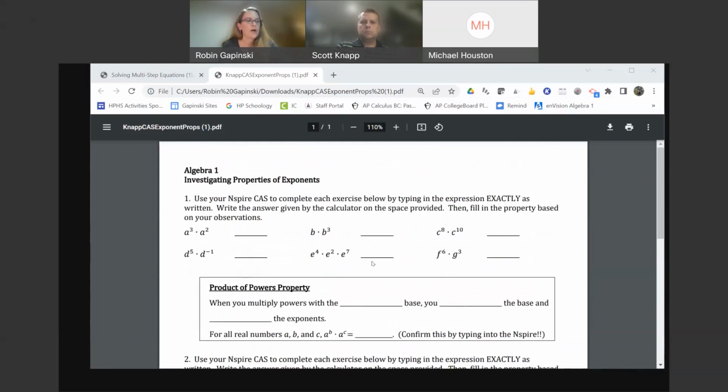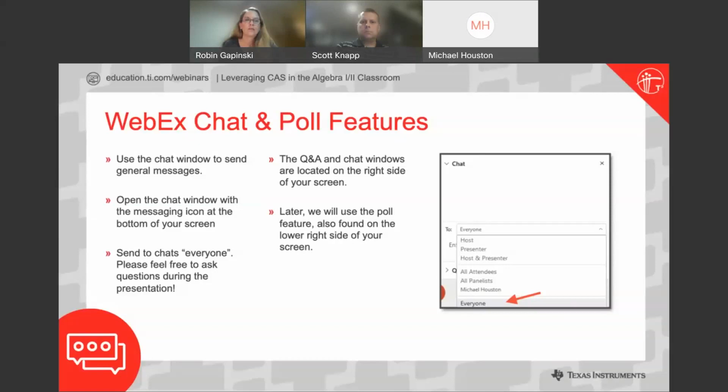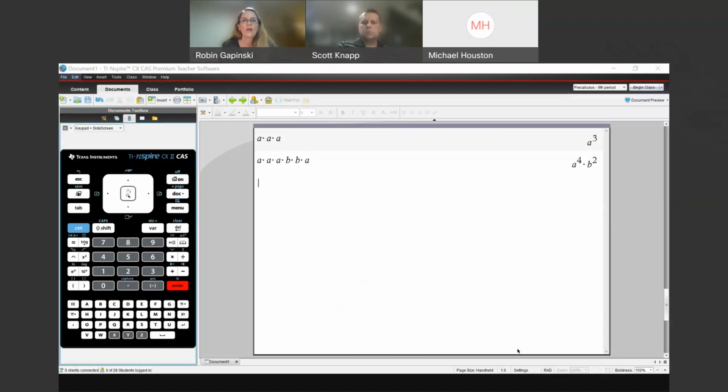Okay, and they're coming up with the rules or the algorithms, and they're excited to be able to share their observations and things that they played with. Okay, so I'm just going to show you a couple of these things really quickly, and I want to make sure that Scott has enough time to share with you some of the algebra too.